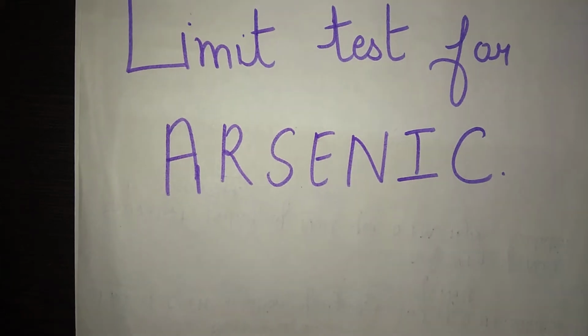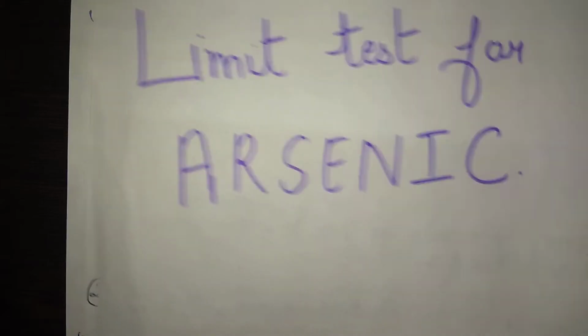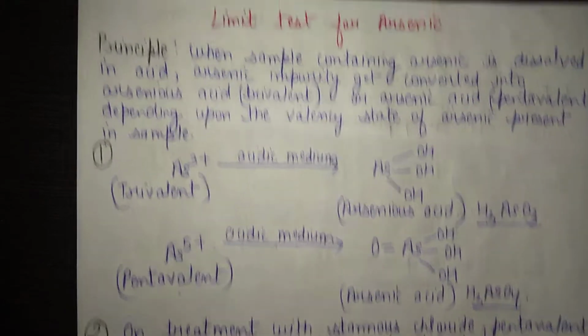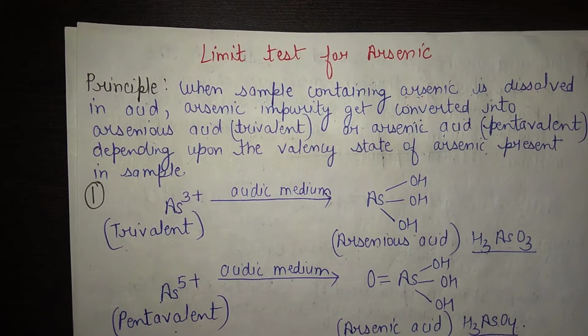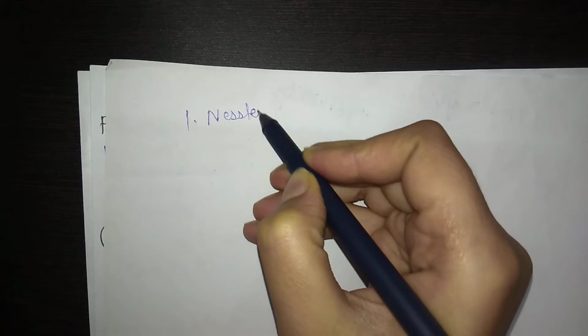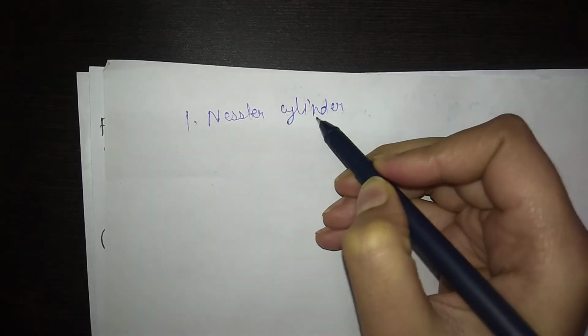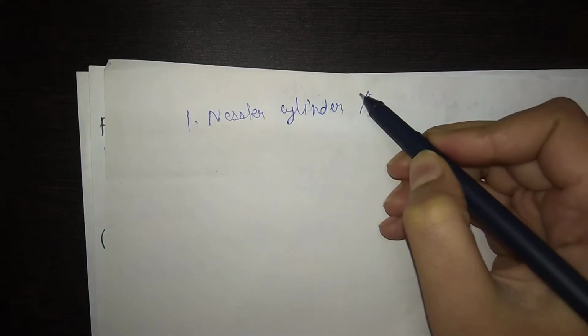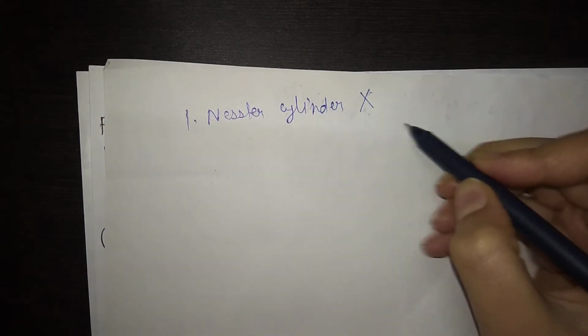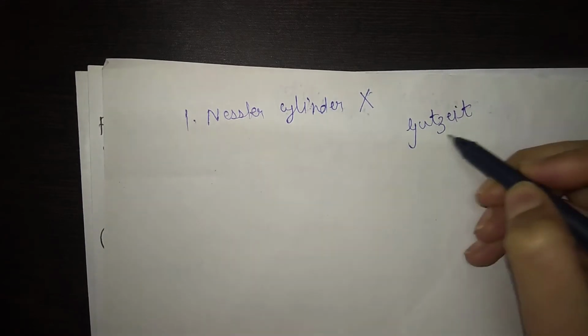So welcome everyone. In this video we'll talk about the limit test for arsenic. The limit test for arsenic is a very important limit test because, firstly, here a Nessler cylinder will not be used. In the limit tests for chlorides and sulfates we used to take two Nessler cylinders. Here Nessler cylinders will not be used. Here we use a special apparatus known as the Gutzeit apparatus, which we will discuss in a few minutes.